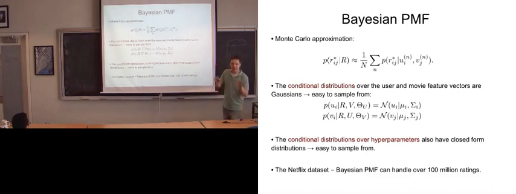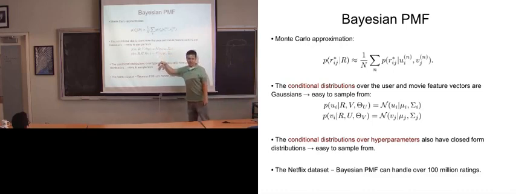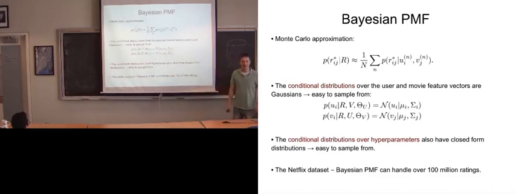So now you have a bunch of latent variables, and conditional on other latent variables, the conditional distribution of one particular latent variable has a closed-form solution. It's a Gaussian, and it's easy to sample from. In this case, this model can handle over 100 million ratings. People have written optimized, parallelized code, and you can run this model in 20 minutes on a machine with 100 million ratings, and you get answers, which is pretty remarkable.